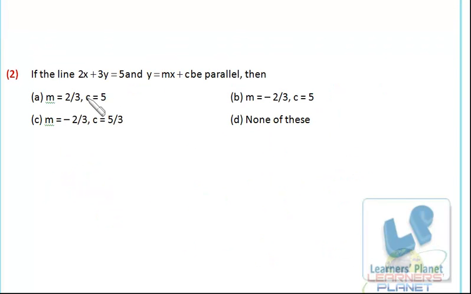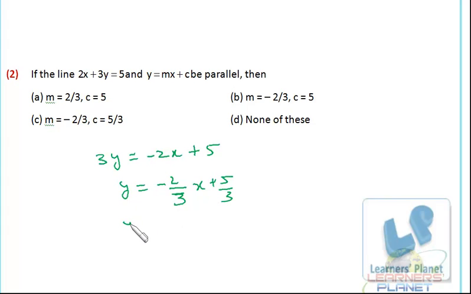Now, if this line and this line are parallel, then when the two lines are parallel, we have already discussed in the previous session that the slopes are equal, right? And how do we find out the slope? I just try to find out the slope of this. 3y is equal to minus 2x plus 5. So y is equal to minus 2 by 3x plus 5 by 3.